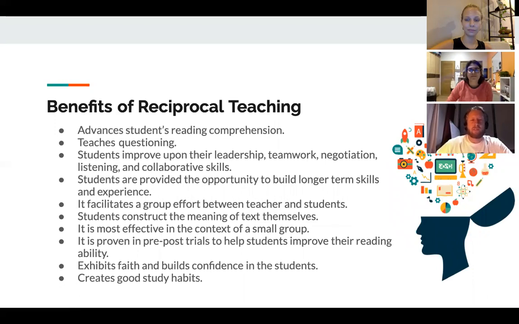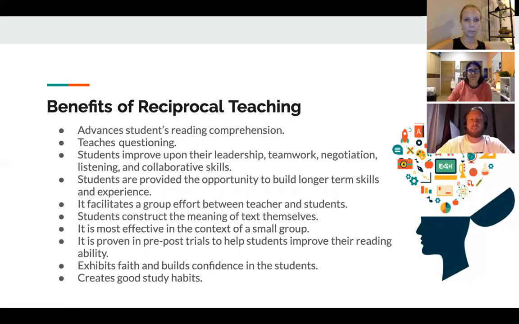The benefits of reciprocal teaching are many and plenty. The biggest advantage is advancing the students' reading comprehension. This also teaches questioning to students. Reciprocal teaching helps students improve upon many skills like leadership, teamwork, negotiation, listening, and their collaborative skills. It provides the opportunity to build these long-term skills and gain experiences that are going to help our students throughout their collegiate life, their school life, and their professional life.